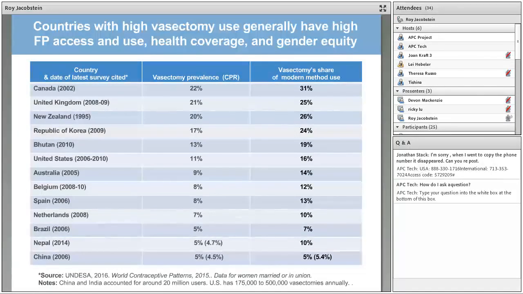When we look at the countries that have high vasectomy use, they generally have high family planning access and use, high, if not universal, health coverage, and strong gender equity. These are the latest figures from the latest UN rendering, and you can see Canada has a vasectomy prevalence of 22%, the UK 21%, and Korea and New Zealand also. If you look at the third column, those 4 countries all have a quarter or more of the share of modern method use due to vasectomy. This is among married women.